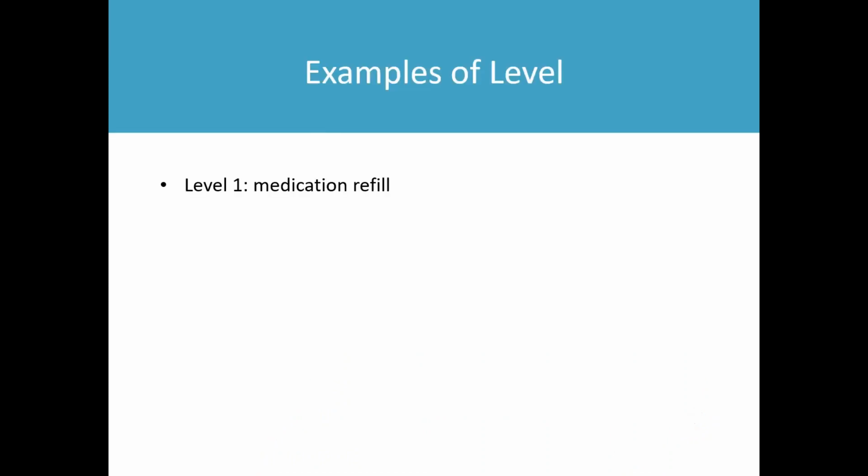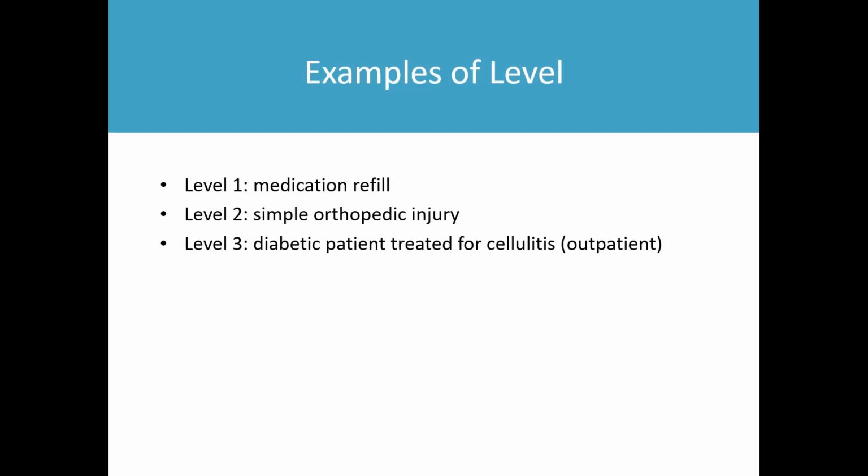A level 1 is a very simple encounter. It's usually a nurse-only encounter for a medication refill. Level 2, a simple orthopedic injury in a healthy person. A level 3, a cellulitis in a diabetic patient who is going to be treated as an outpatient with oral antibiotics. A level 4, an admission for a planned cholecystectomy.